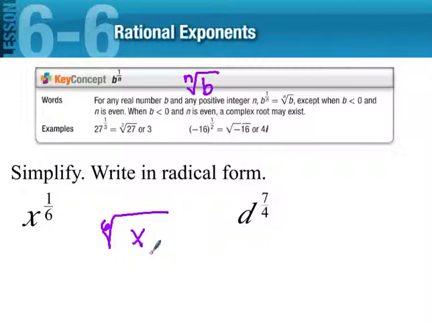Now this next one's a little different. I've got my radical symbol here. Okay, what's going to go inside? D. And then a 4 is going outside, but what happens to this? The 7 goes right with the D. Okay, so whatever power that is will attach itself with the variable that you have. Questions on that?